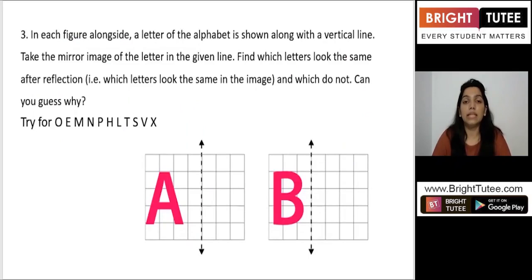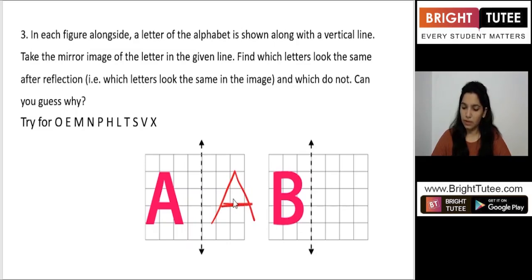Now it says in each figure alongside a line, a letter of the alphabet is shown along with a vertical line. Take a mirror image of this particular letter in the given line. Find which letters look the same after reflection. That is, which letters look the same in the image itself and which do not. Can you guess why? So let us look at A. If you draw A on the other side, it will look something like this.